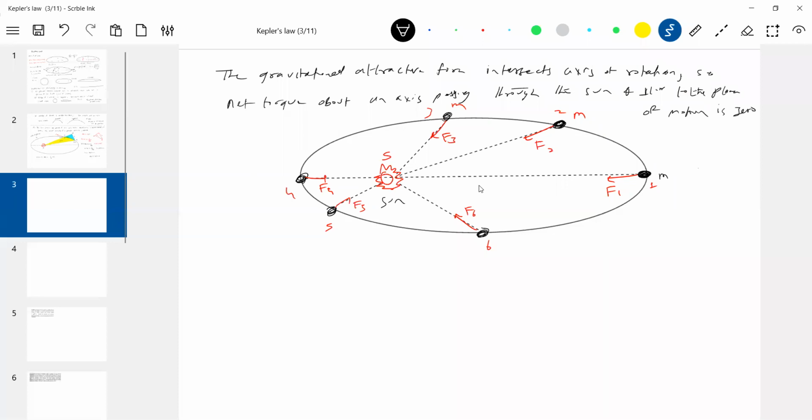Okay, this is about that. Next, because net torque is 0, what happened to the angular momentum of the planet? So therefore, angular momentum of the planet is conserved. Don't say remains constant. Angular momentum of the planet is conserved.